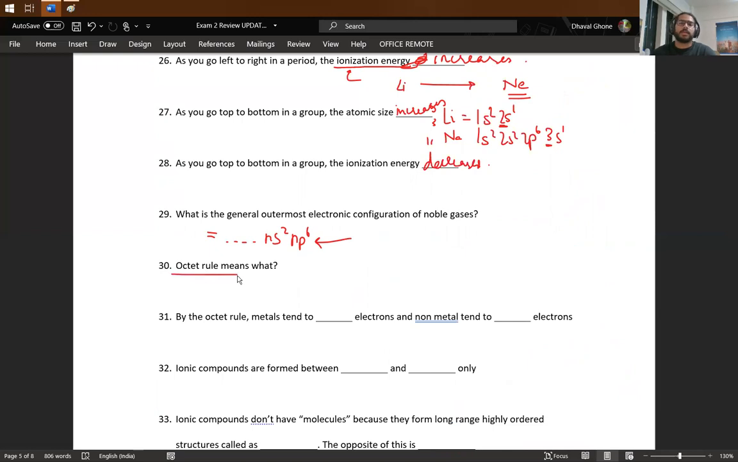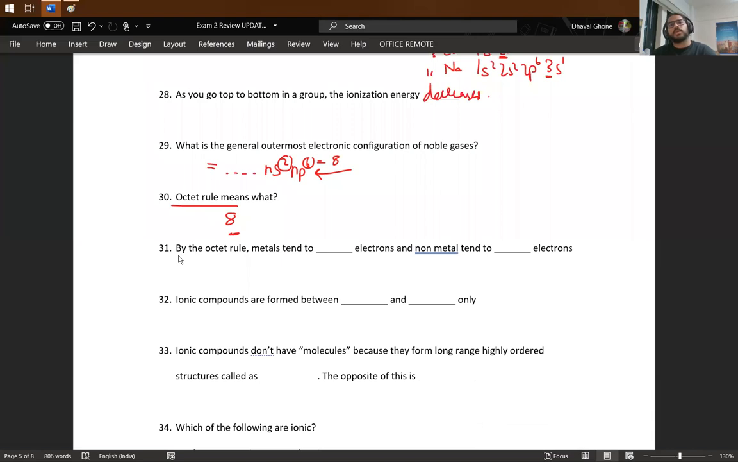What does the octet rule mean? The octet rule means that every atom wants to have 8 electrons in its outermost shell. The 8 comes from this: 2 plus 6 gives you 8. That's what the octet rule means: every atom wants to have 8 electrons in the outermost shell.